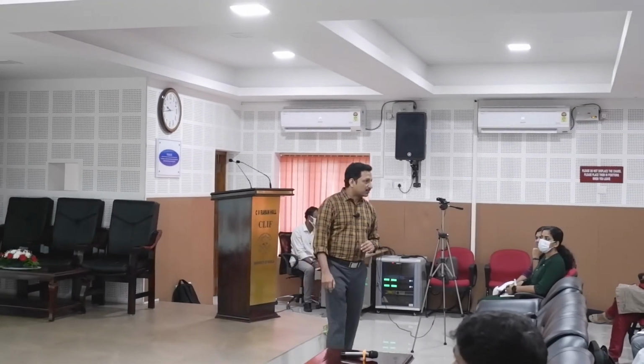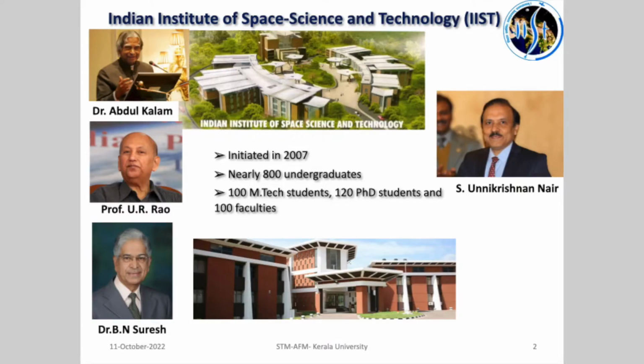I'm coming from IIST. Just an introduction. What is IIST? IIST is an Institute of Special Purpose, under the Department of Space. So basically, we are working together with ISRO. Abdul Kalam sir was our first chancellor, and then U R Rao sir, and the current chancellor is B.N. Suresh, and our current director is the director of VSSC, Dr. Unnikrishnan Nair. So we have the same director at the moment.